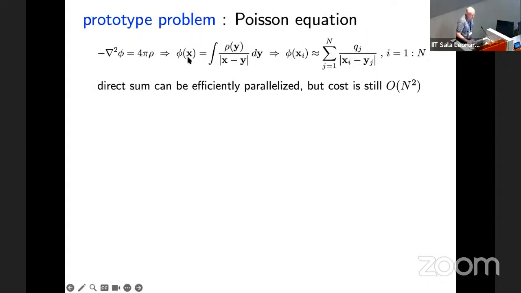And then when you discretize, you evaluate the potential at some target point x_i, and you discretize the integral at some source points y_j, and then the weights of these charges now will come from the charge density as well as whatever quadrature weights you've chosen. So the issue here is you can easily program this. There's a loop over i, there's a loop over j. This is a direct sum, and it can be efficiently parallelized. But the cost is still order N squared.